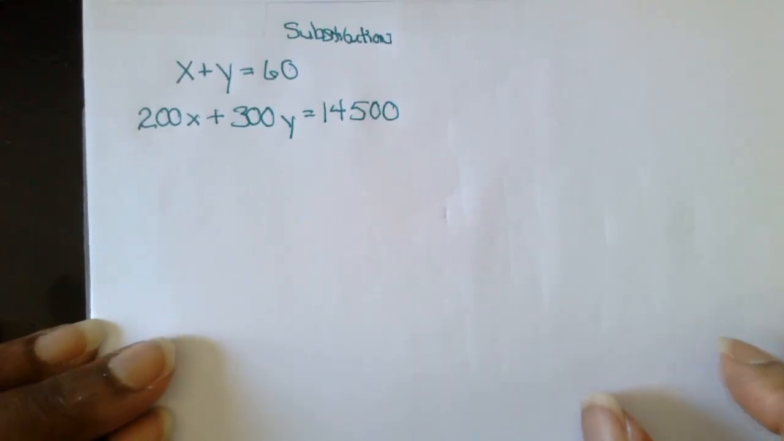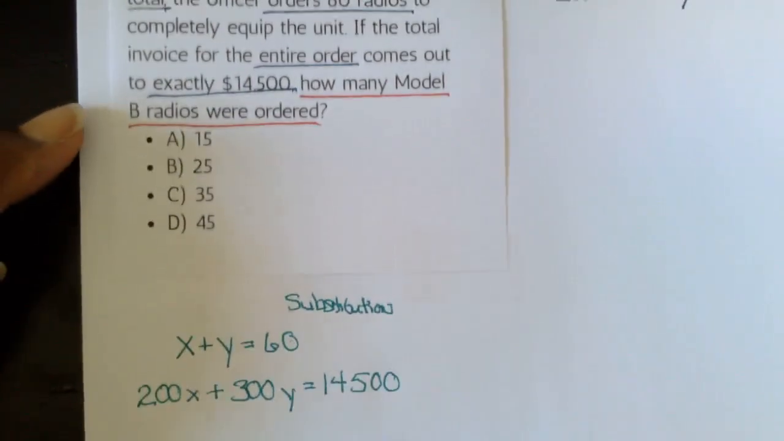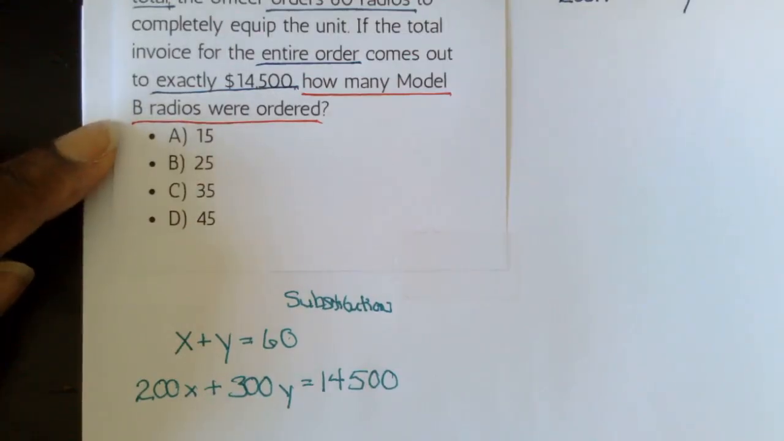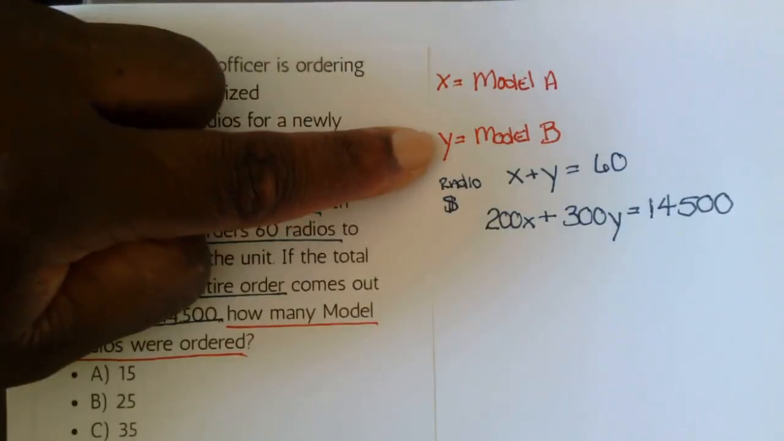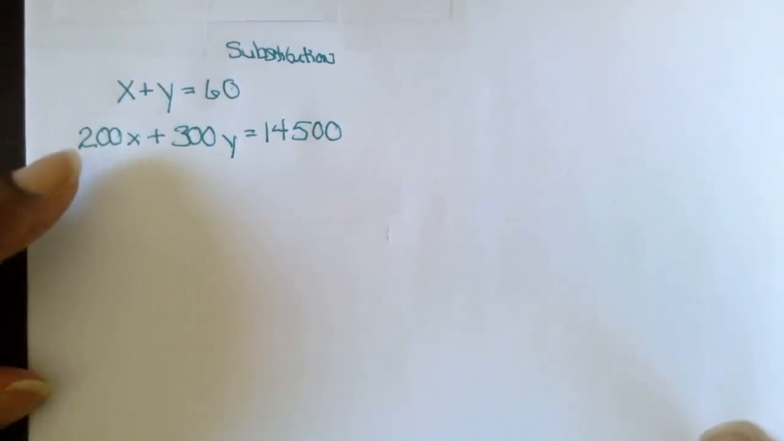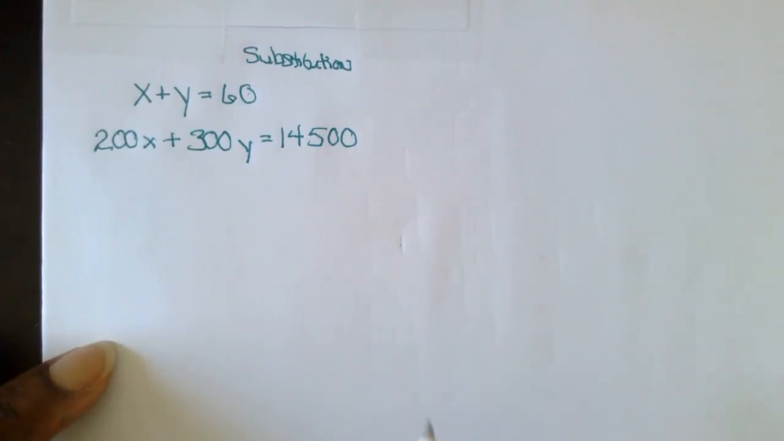So what we're doing, remember what our question is. Our question is how many Model B radios there are. And we said that Model B is representing Y. So that means we want to solve this system for Y. That also means we need to get rid of the X's.